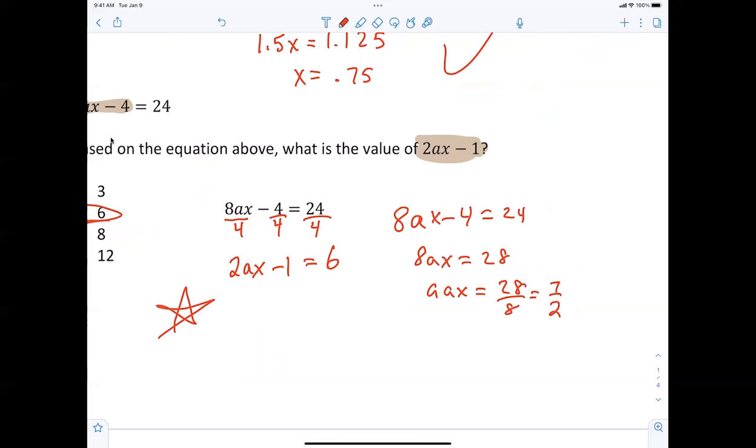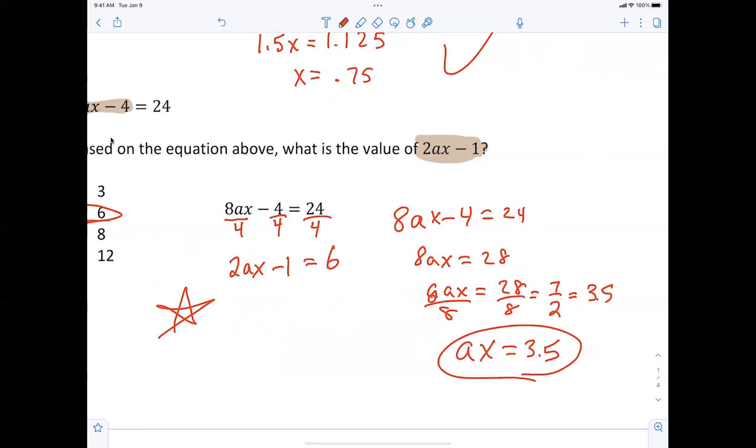All right. And if you wanted to, you could say, well, that is 3.5. So ax equals 3.5. Does everybody agree with that? Just consider ax like x. That's all you have to do. Now I know what ax is. I can take ax and multiply it by 2. What's 3.5 times 2? Minus 1. And there you have it. It's a nice problem. Very nice.